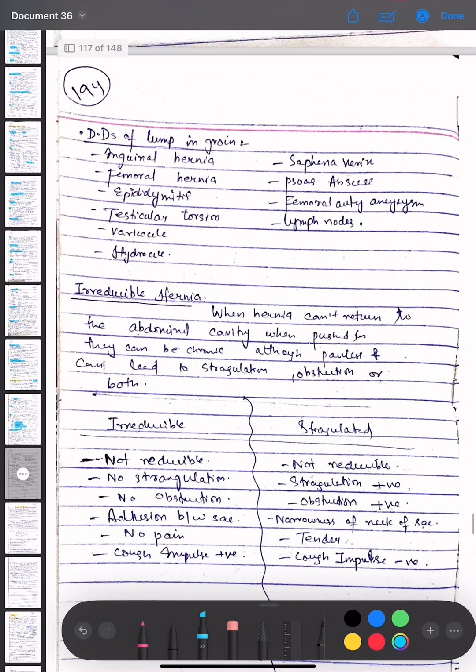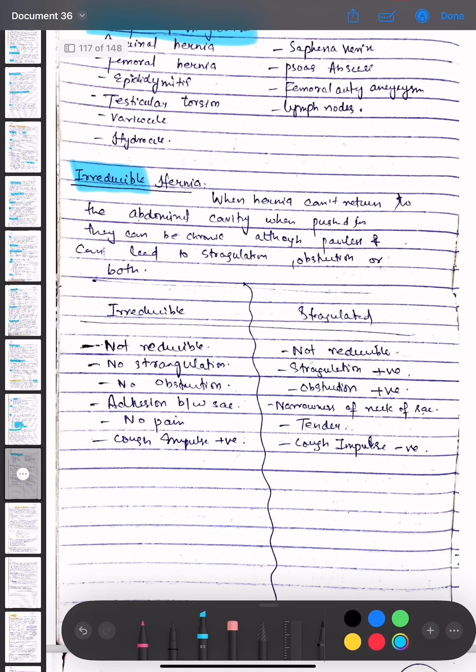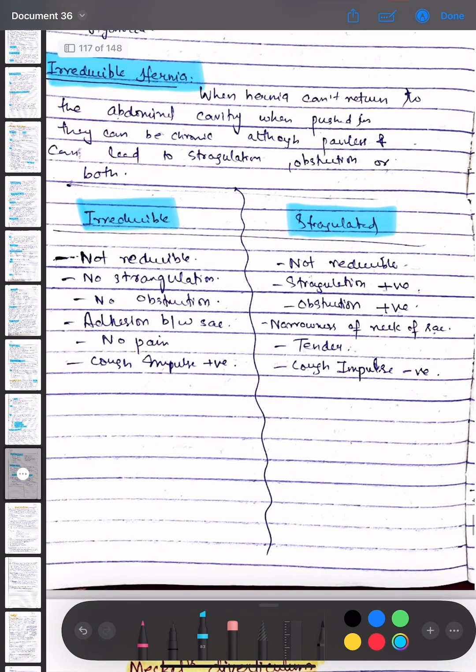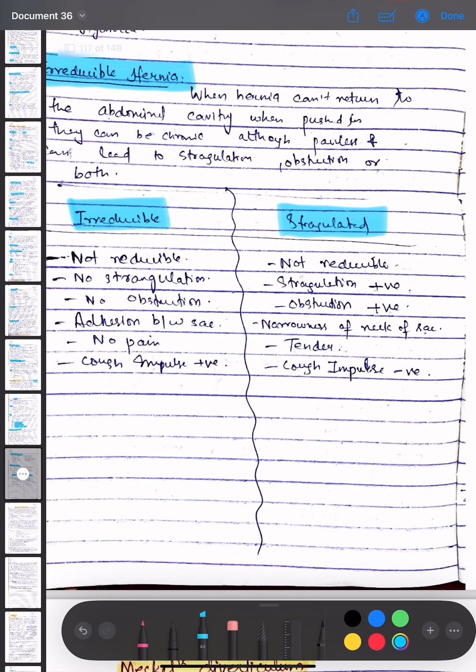The differential diagnosis of a lump in the groin: inguinal hernia, femoral hernia, epididymitis, testicular torsion, varicocele, hydrocele, saphenous varix, psoas abscess, femoral artery aneurysm, and lymph nodes. Now, irreducible hernia: when a hernia can't return to the abdominal cavity when pushed in. They can be chronic, although painless, and can lead to strangulation, obstruction, or both. We have irreducible and strangulated. The irreducible is not reducible, with no strangulation, no obstruction, adhesions in the sac, no pain, and cough impulse positive. The strangulated is not reducible, strangulation is positive, obstruction is positive, with narrowness of the neck of the sac, tenderness, and cough impulse negative.